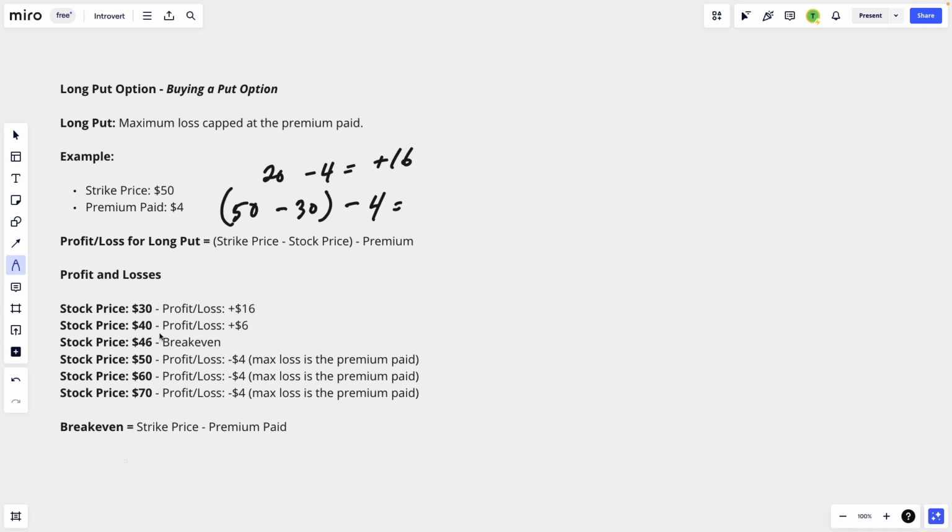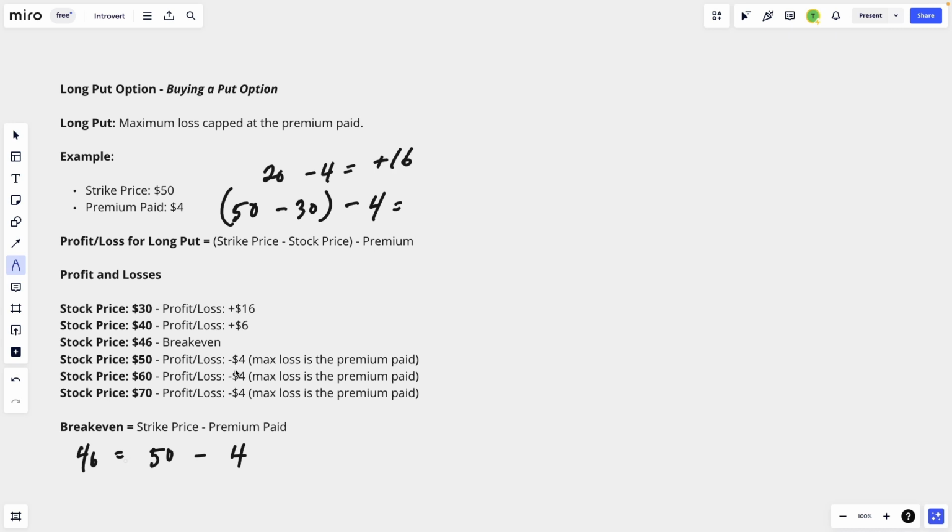When the stock price is 40, we still have a profit, but it's a little less. It's 6. And then the break-even point is going to be at $46. At 46, we have a break-even because our strike price is 50 minus the premium that we paid. And then as the stock price goes higher, we are going to have our max loss of $4 because the option is going to expire worthless.